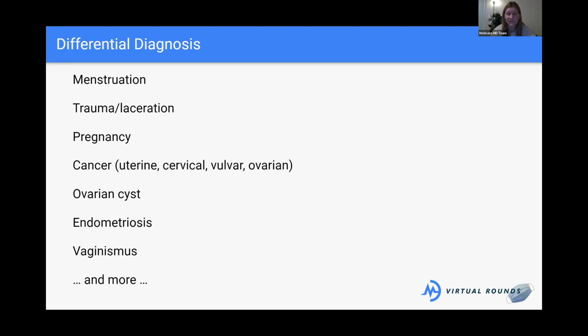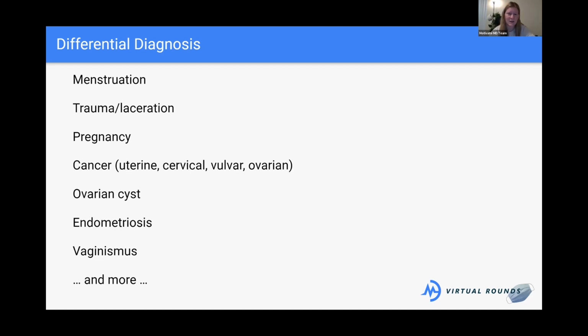Of course, the big red flag that we'd not want to miss would be cancer anywhere in the female reproductive tract, like uterine cancer, cervical cancer, vulvar cancer on the external female genitalia, and ovarian cancer. Those can all present with pelvic pain, possible bleeding, nonspecific symptoms. Ovarian cyst is another common one that people can have pelvic discomfort with, especially after sex. Depending on the type of cyst, it can be a hemorrhagic cyst. It can be just a simple cyst.